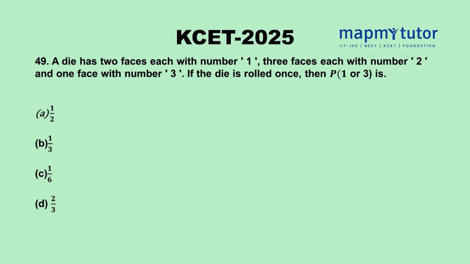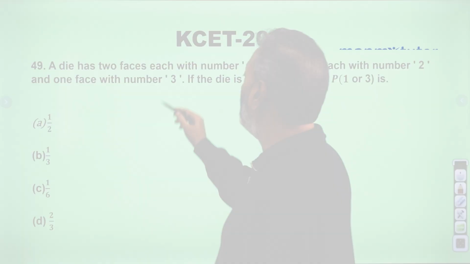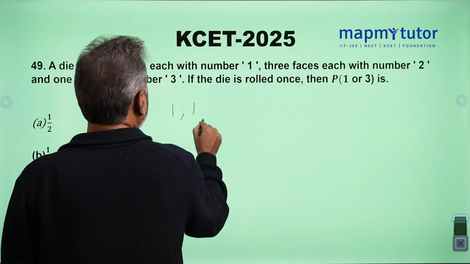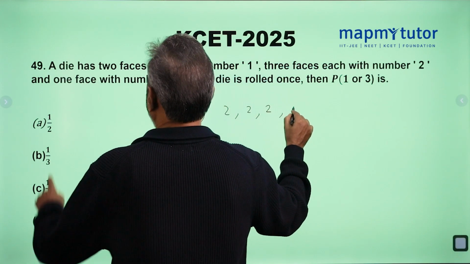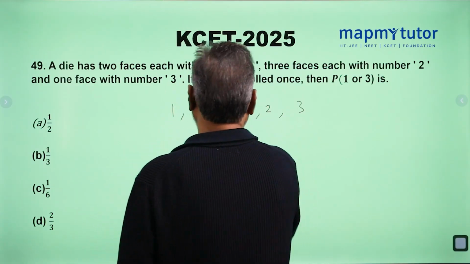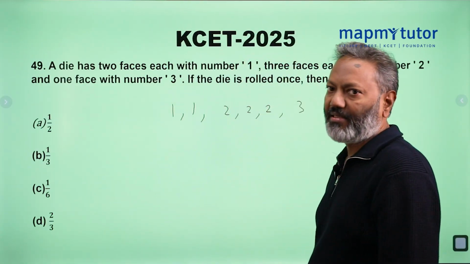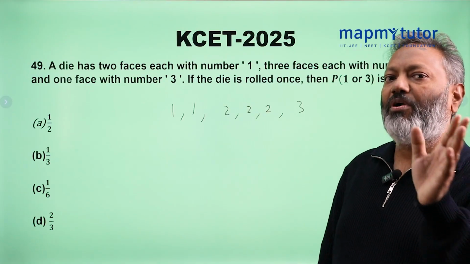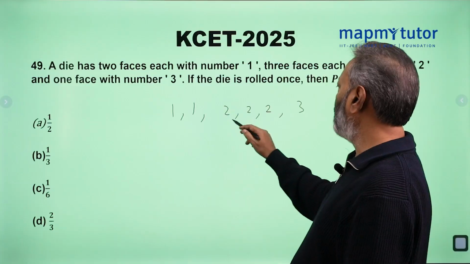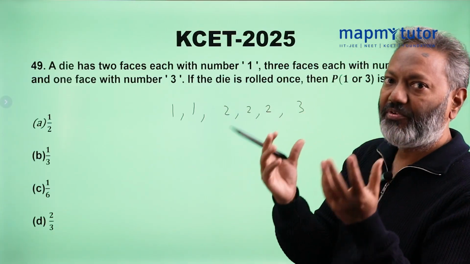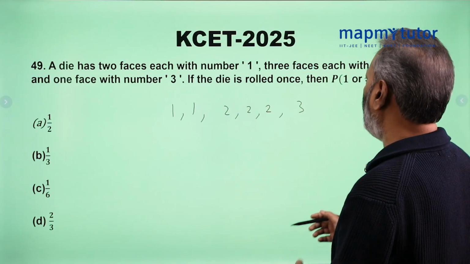A die has 6 faces, but 2 faces with number 1, 3 faces with number 2, and 1 face with 3. Count them? Yes, 6 faces. Usually 6 faces will be given like 1, 2, 3, 4, 5, 6. But here it is a special die. 1, 1, 2, 2, 2, 3 are the numbers placed on the faces of the die.